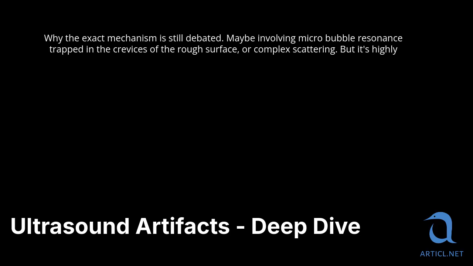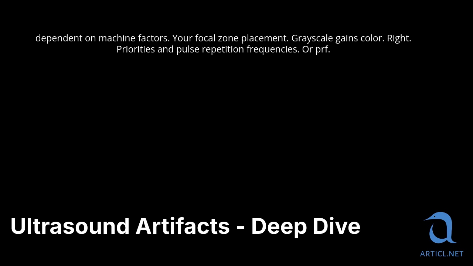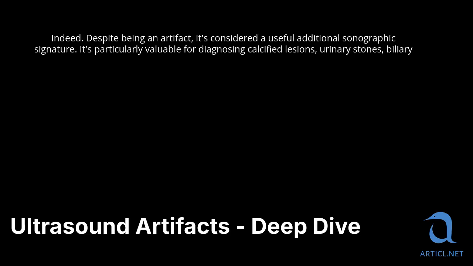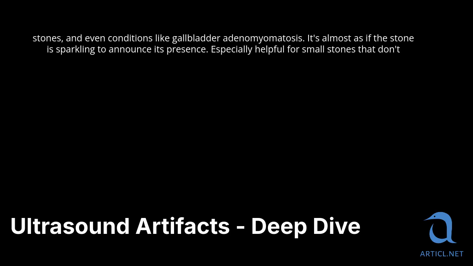Why? The exact mechanism is still debated, maybe involving micro-bubble resonance trapped in the crevices of the rough surface, or complex scattering, but it's highly dependent on machine factors, your focal zone placement, grayscale gains, color write priorities, and pulse repetition frequencies, or PRF. That sounds confusing, but I've heard it can be quite useful, right? Indeed. Despite being an artifact, it's considered a useful additional sonographic sign. It's particularly valuable for diagnosing calcified lesions, urinary stones, biliary stones, and even conditions like gallbladder adenomyomatosis.